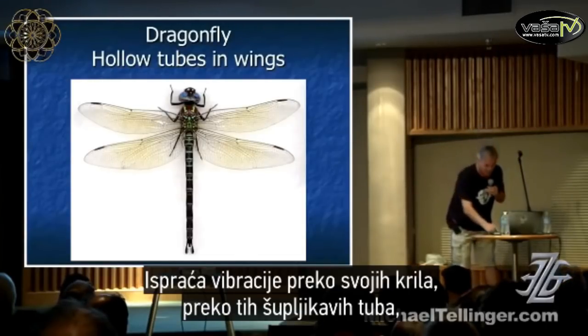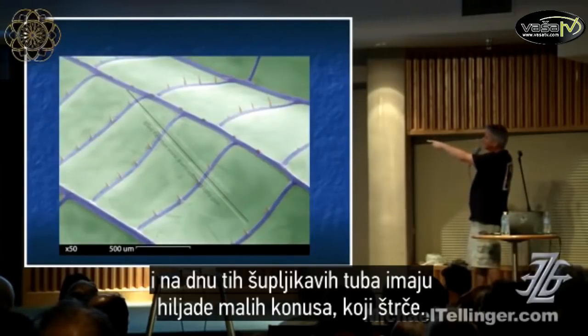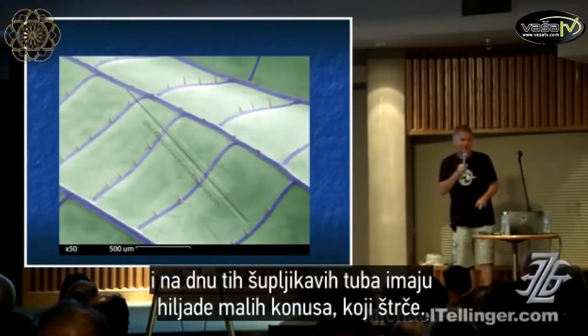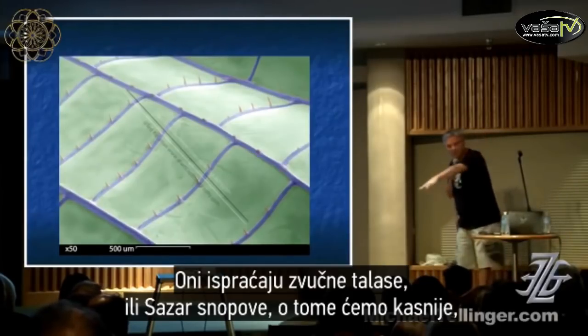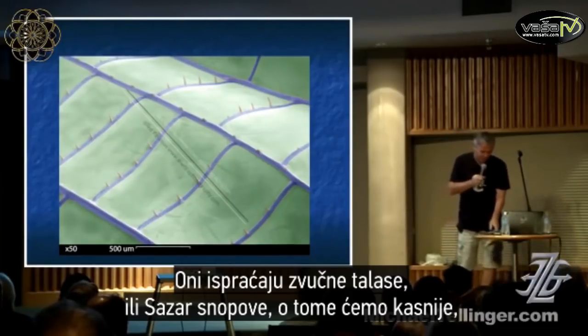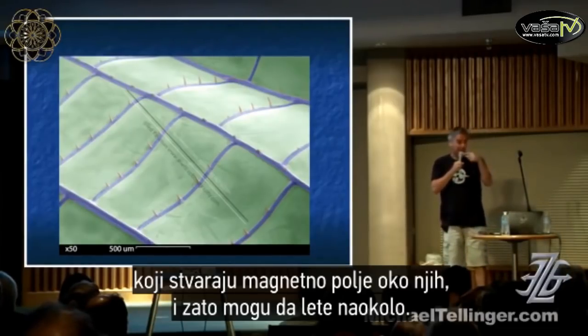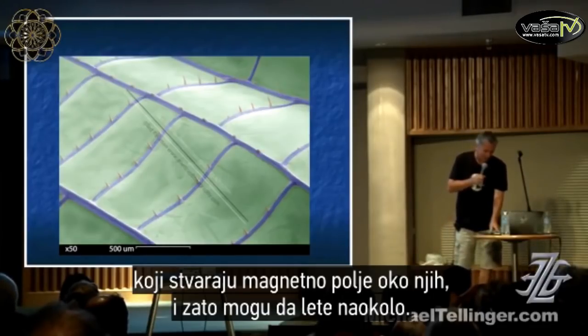It sends vibrations through their wings and through those hollow tubes, and at the bottom of those hollow tubes they've got thousands of tiny cones that stick out, that send out these sound waves or SASER beams, we're going to get to that, and create magnetic fields around them, and this is why they can buzz around.